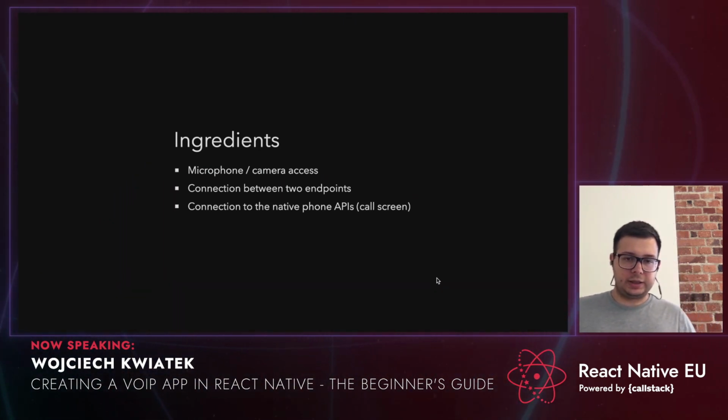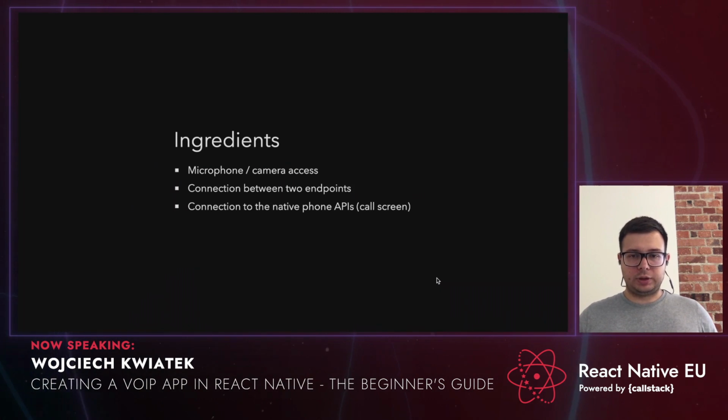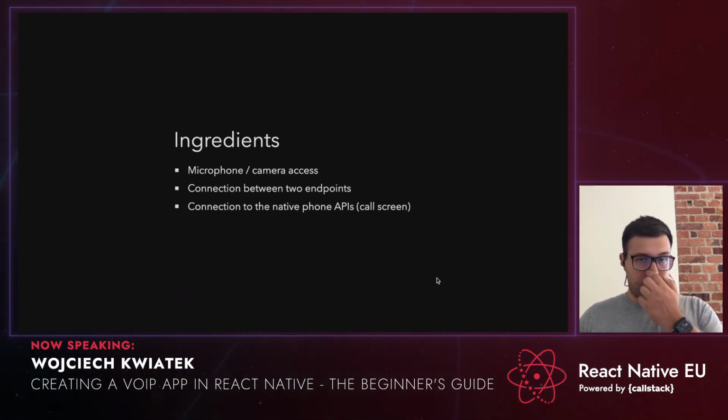Then the second thing is we need a connection between these two endpoints. By endpoints, I mean two or more users, because it doesn't necessarily have to be just two users. We may have a group call or something like this. So we need a connection between the participants. That's the second thing.